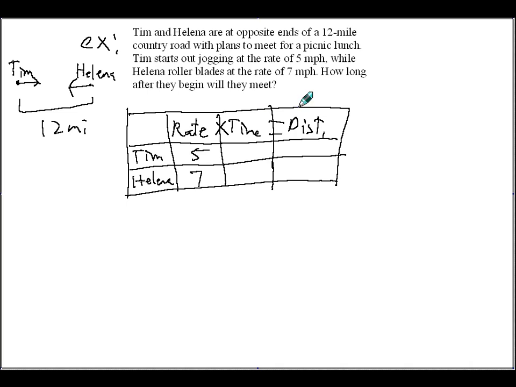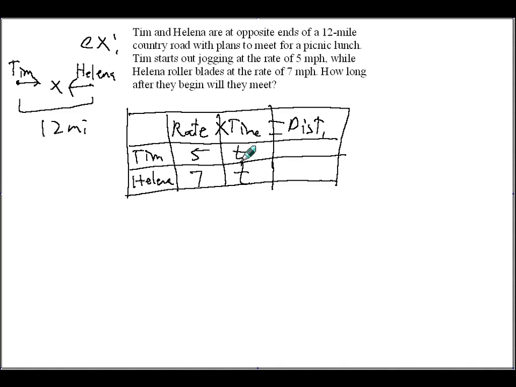Question though is asking us how long after they begin will they meet? So that's a time question, right? So the variable will be the time. What that's asking is, when Tim and Helena take off at the same time, how long after they take off will they meet somewhere in the middle? That means they each have to travel for the same amount of time before they meet. So let's make that time t. Let t be the time that Tim will have to jog to meet Helena, and likewise, t will also be the time that Helena has to rollerblade to meet Tim.